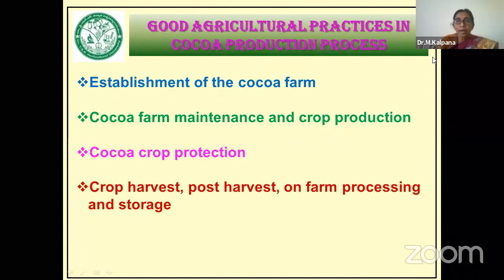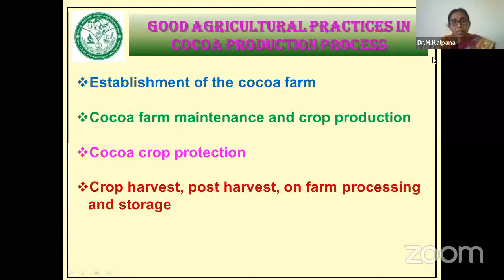These good agricultural practices we have to follow right from the establishment and maintenance of the farm, and also during crop production, crop protection, harvest, post-harvest, on-farm processing and storage. These practices we have to follow from the seed to the final harvest and processing.